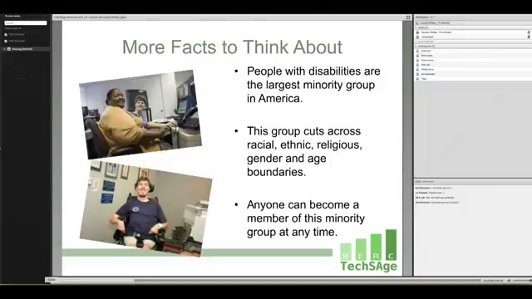So here are some more things that we just want y'all to be thinking about. People with disabilities are really the largest minority group in America. As Carolyn said earlier, that's 1 in 5 individuals. This group cuts across racial, ethnic, religious, gender, and age boundaries. So anyone, no matter where you're living, no matter how old you are, no matter what your religious beliefs, your racial, gender, whatever your historical background is, you can have a disability at some point in your life and become a member of this minority group at any given time.